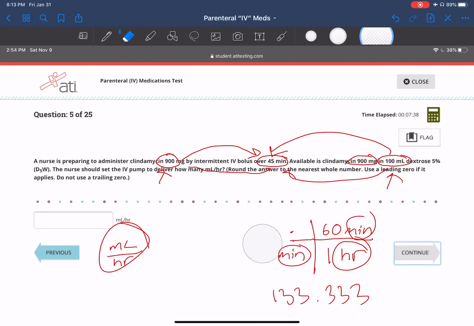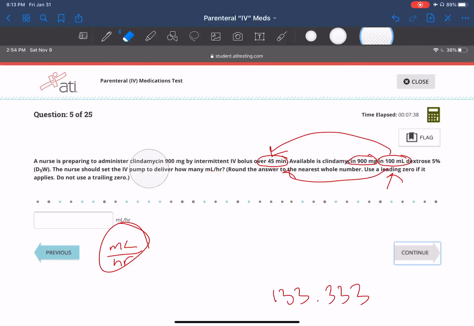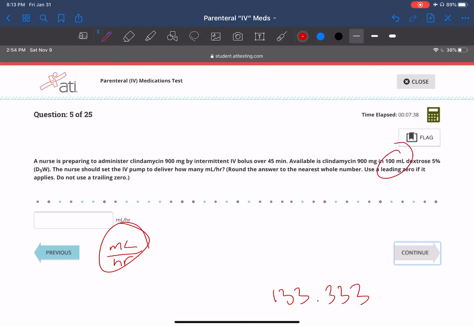So now let's do it the short way and see if we can come up with the same answer. I hope we do. This would be embarrassing. All right, so they're asking for mLs over time. Like I said, we had that 100 ml over time. The only time we have in here is 45 minutes.